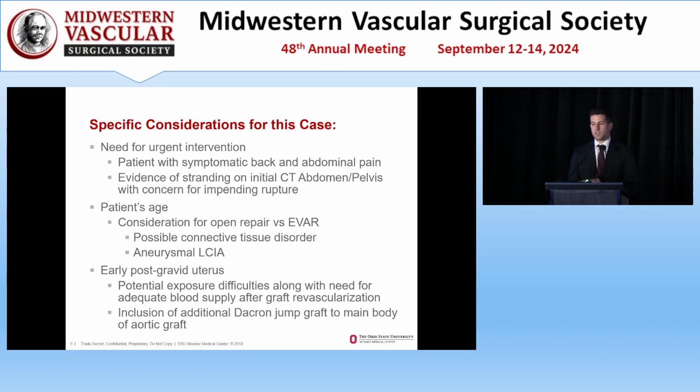Some specific considerations for this case: the patient did require an urgent surgical intervention. She had a symptomatic aneurysm with concern additionally on her scan for some fat stranding, possible impending rupture. Given her age, the consideration between open repair and EVAR was thought about at that time. Given the short aneurysm neck as well as the aneurysmal degeneration of her common iliac artery, she was deemed not to be as strong of a candidate for EVAR. Additionally, there was the need for long-term surveillance and a more durable repair with a possible connective tissue disorder.